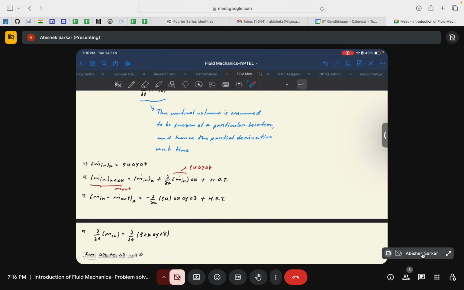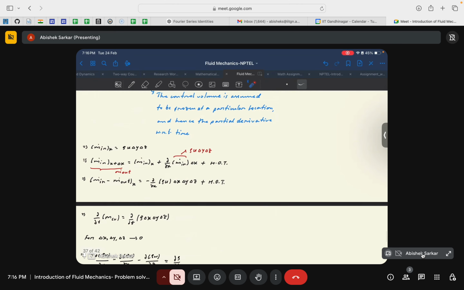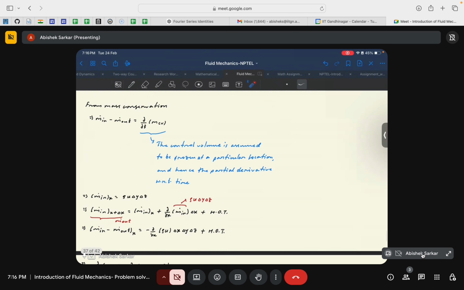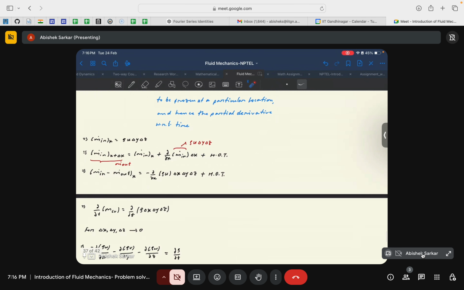Now if you substitute the expression of m dot in as rho u delta y delta z, and do m dot in minus m dot out along x, you will get minus dou by dou x of rho u, times delta x delta y delta z. This and this will get cancelled out, and you will end up with this term and some other terms that we can neglect because we approximate that delta x, delta y, delta z tend to 0. It is a very small fluid element.